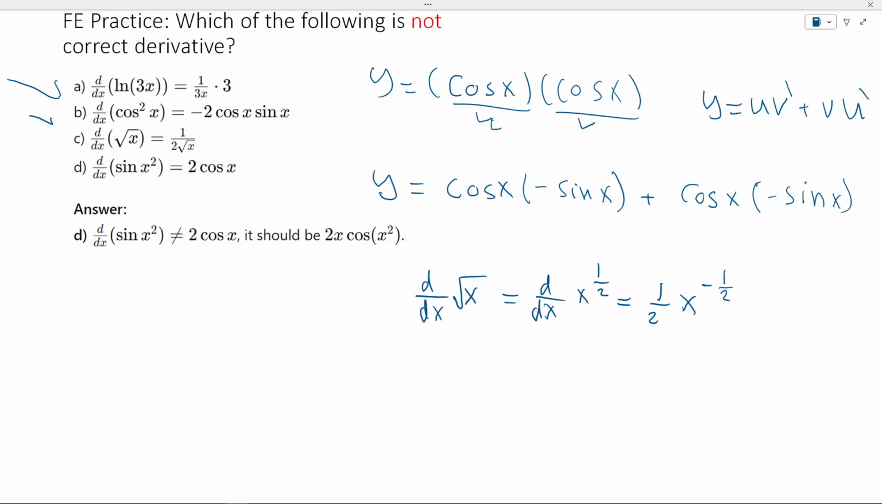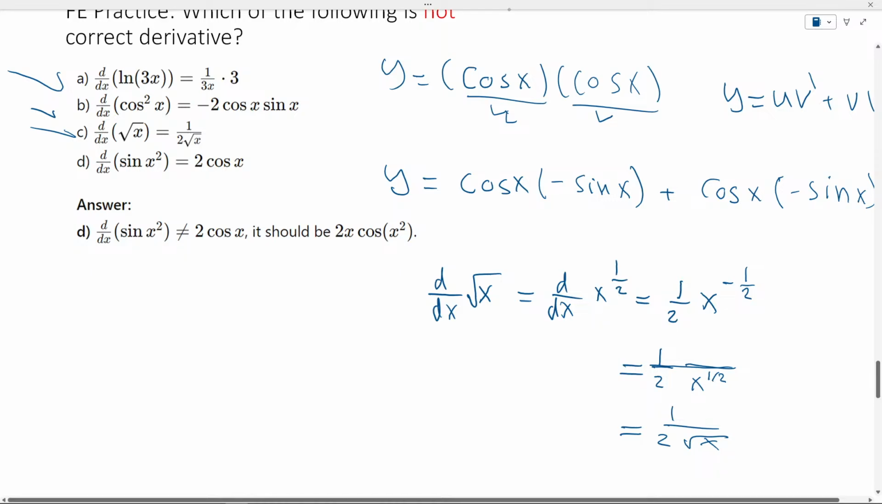So basically I bring this down, and that will be 1 over x to the power of half. Just like I brought it down, that could be 1 over 2 square root of x. This is what I got. Yeah, I got the same answer here, so this is correct.